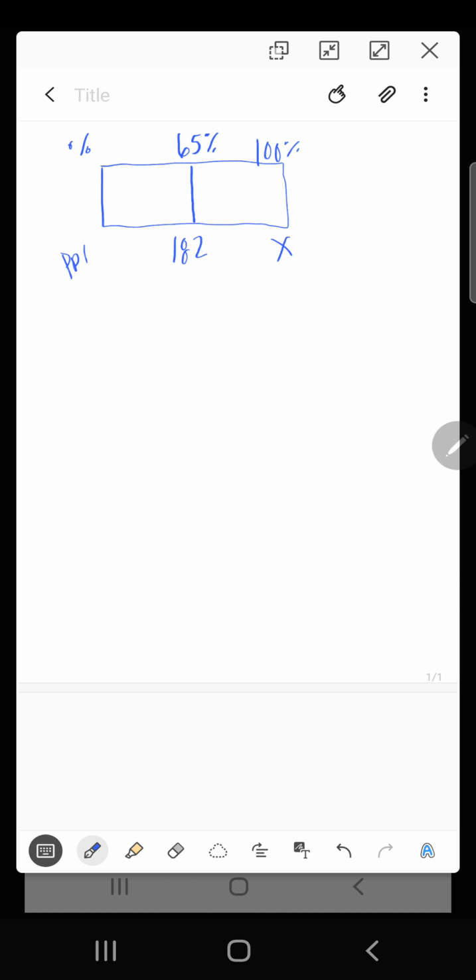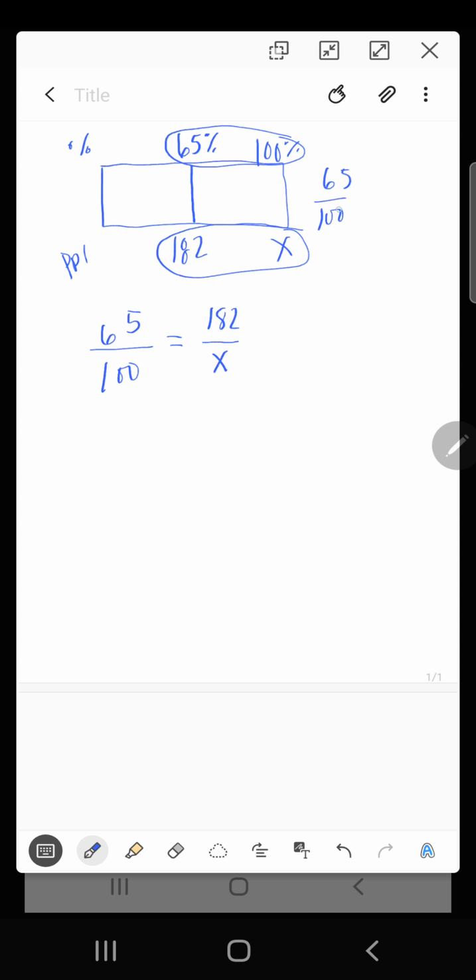Now, there's lots of different ways you can solve this. I'm going to go and set up my fractions, my proportions. I'm going to say 65 over 100 is equal to 182 over x, over this unknown total. Now, I could go ahead and simplify if I wanted to make my life a little bit easier. I know that 65 over 100, both are divisible by 5.